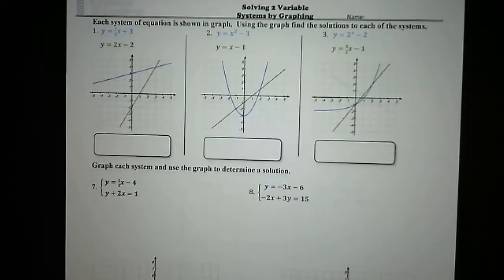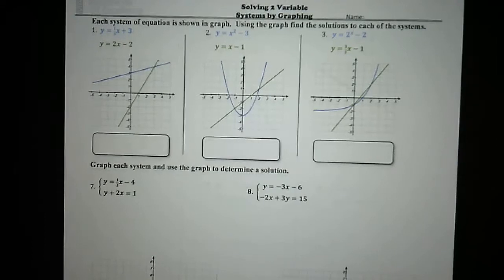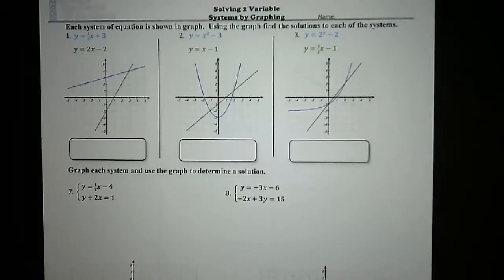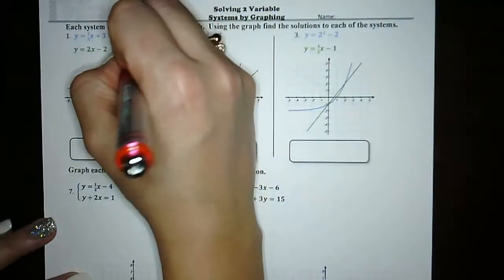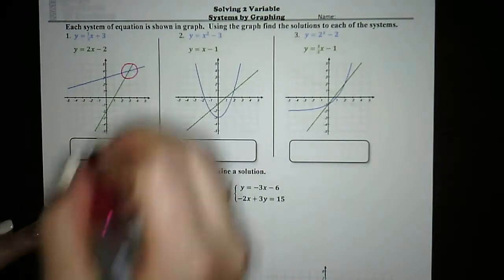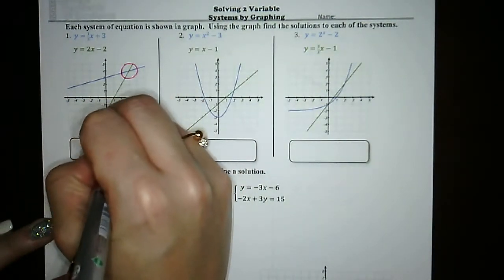All right, let's get into systems by graphing. By graphing is super easy, especially if they give you the graphs, which they did in 1, 2, and 3. You're just going to find that intersection point. So where do the graphs intersect? Easy peasy, right here at 3, 4.